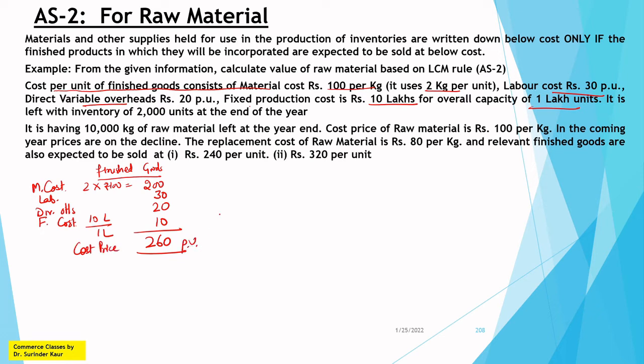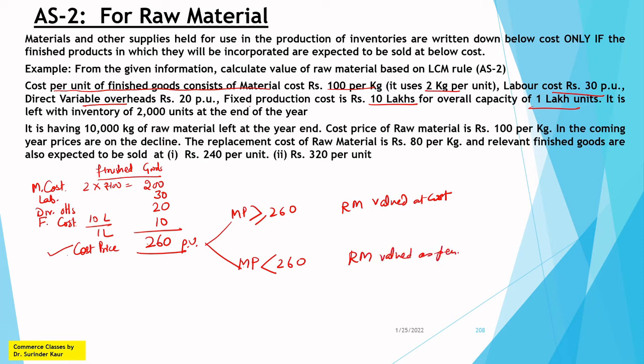So your finished goods have a cost price of 260 per unit. Now, if you are able to get this much price on the sale of these finished goods, then your raw material will be valued at cost, as per AS2. But if the finished goods have a market price which is below the cost price, then raw material will be valued at the least of cost and market price, meaning the least of the raw material's cost price and replacement cost. Then the LCM rule has to be applied.